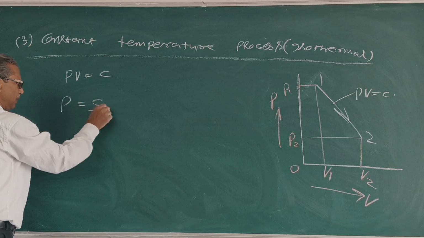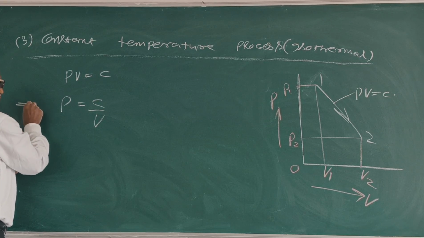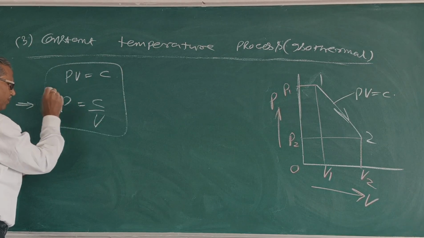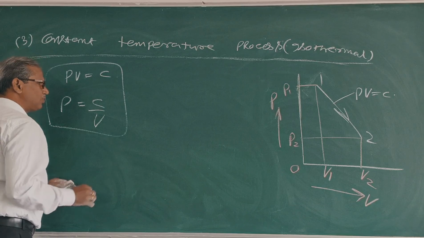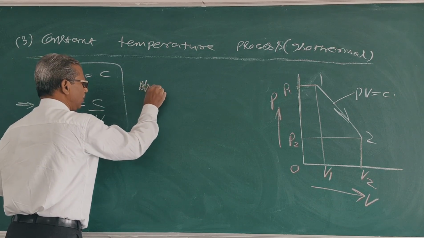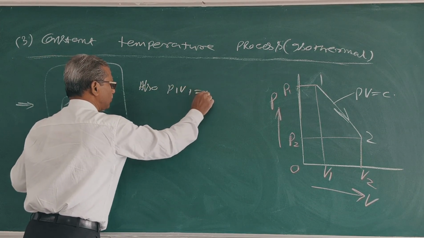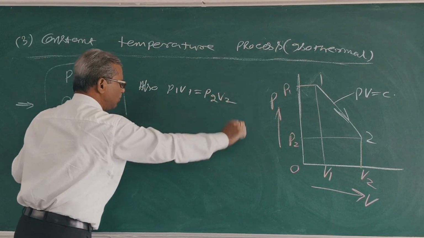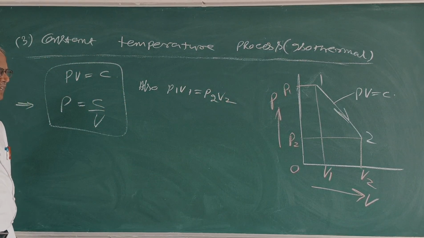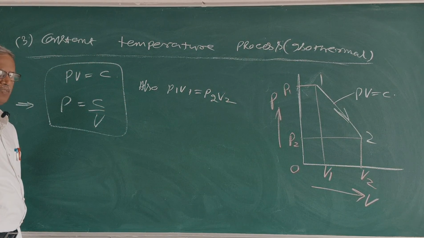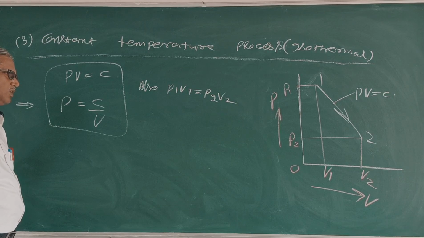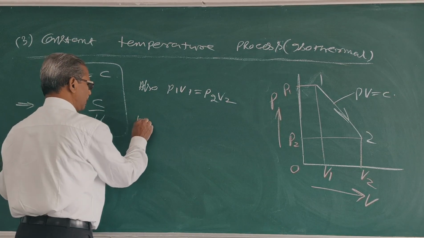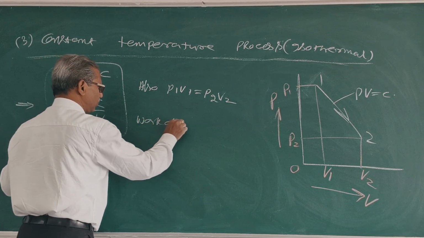P is equal to C by V, constant by V. Also, what is P1 V1 equal to? P2 V2. Clear? P2 V2. What is work done?